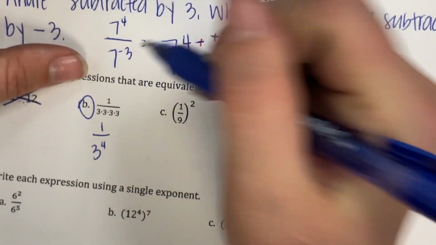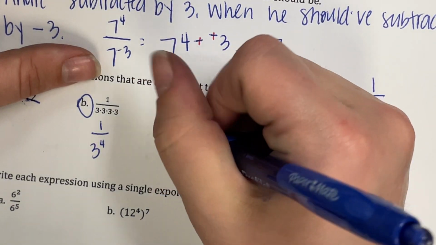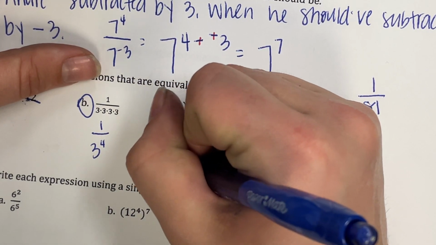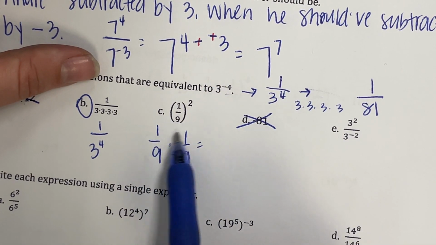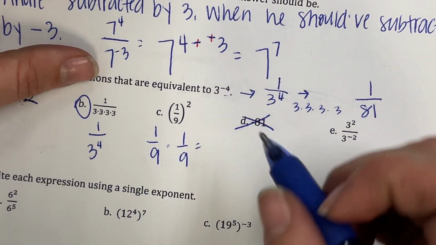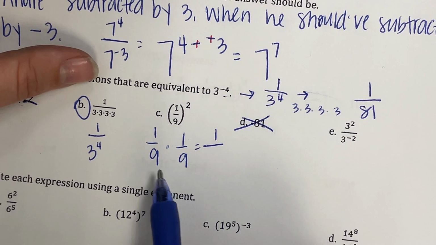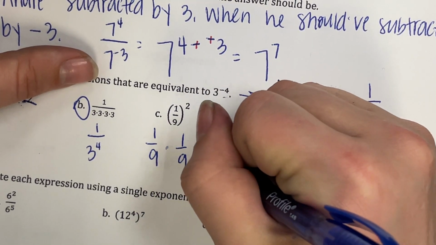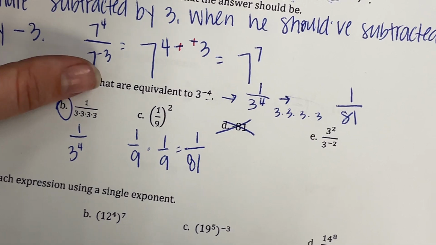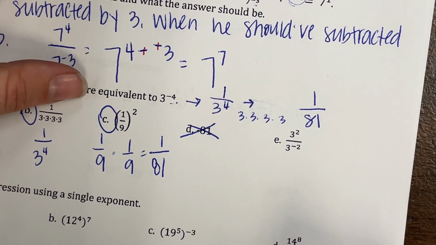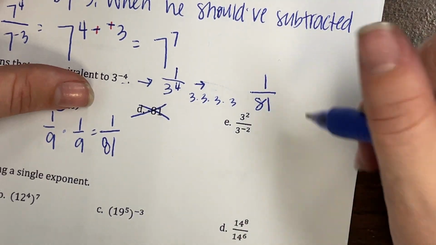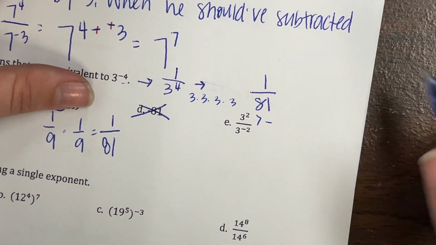So that is correct. Okay, and then we have 1/9 squared, so we have 1/9 times 1/9. We could simplify that. 1 times 1 is 1. 9 times 9 is 81. And we got that right there. So that is equivalent. And then checking this one, we can subtract those 2 exponents.